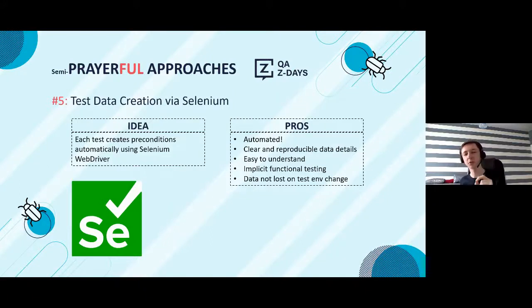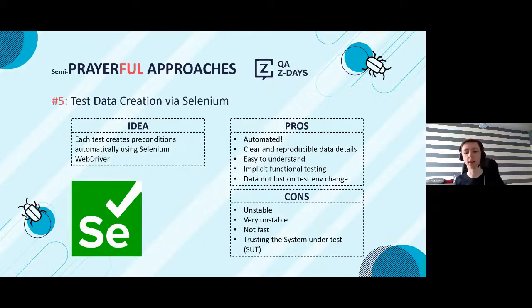It also performs implicit functional testing. So what do I mean? If you are performing some precondition actions via Selenium, you are retesting your application, so the functionality that creates or manages some entities in your application. And you may find some bugs that can be useful for fixing in the nearest future, some important bugs, for example. And of course, data is not lost on test environment change. So if your database dies, you'll never worry about it because Selenium will recreate all the test data you need.